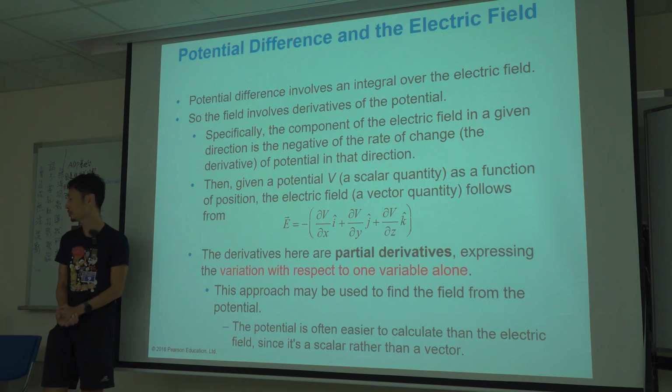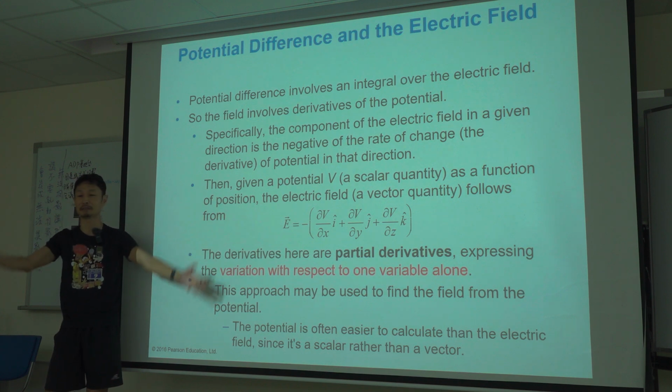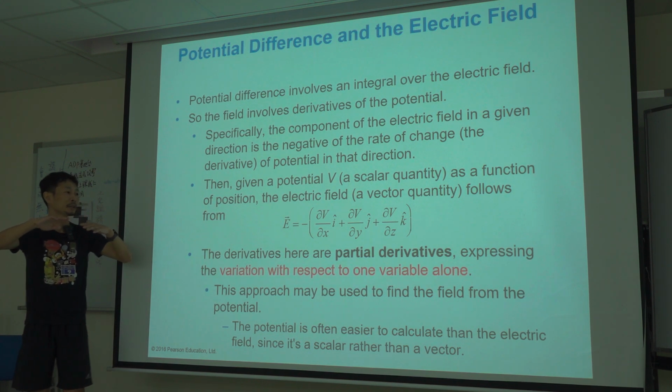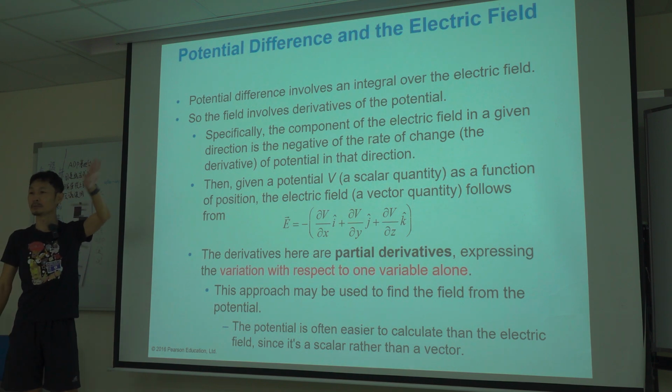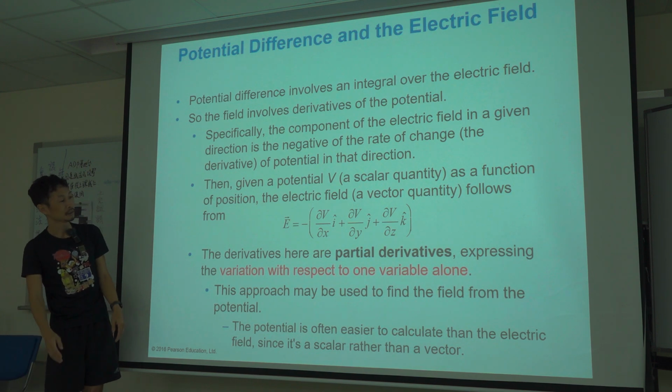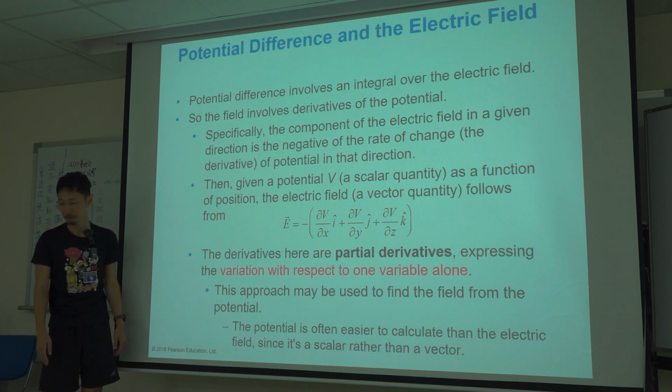Okay, does it make sense? It's like a mountain, right? Say the mountain is the potential, then the electric field is the slope. How much the height of the mountain is changing gives you the electric field, how much slope you are climbing. If it's changing rapidly, then the slope is very steep.